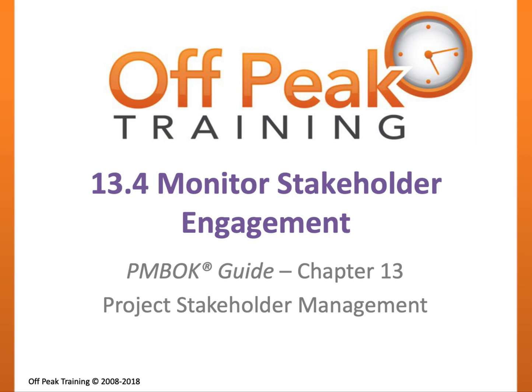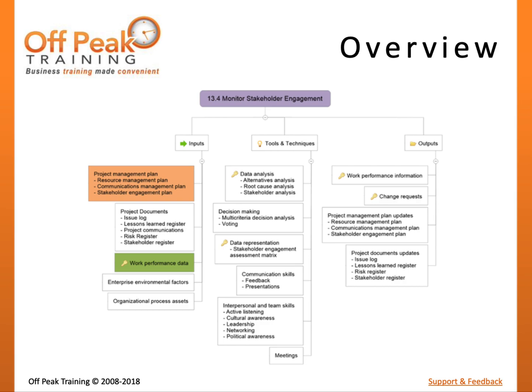In this module, we will learn the inputs, tools and techniques, and outputs of the Monitor Stakeholder Engagement process. Monitor Stakeholder Engagement is the process of evaluating the execution of managed stakeholder engagement relative to the plan and requesting changes to improve future engagement. Similar to other monitoring and controlling processes, the purpose of this process is to ensure that execution is following the plan. In this case, that means ensuring that managed stakeholder engagement is in line with the stakeholder engagement plan.